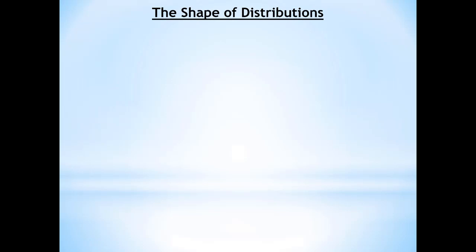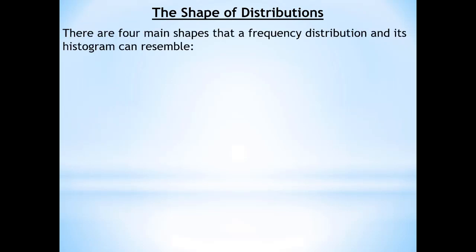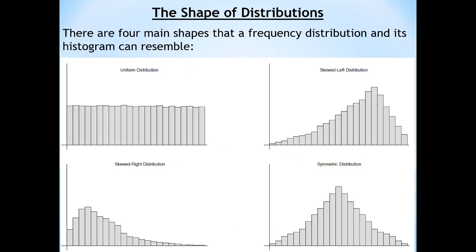When we look at histograms for our frequency distributions, the histograms can resemble lots of different things, but there are some basic shapes of the distributions that we want to be familiar with. We're going to discuss 4 of those distribution shapes now: the uniform distribution, the symmetric distribution, the skewed left distribution, and the skewed right distribution. So we'll start by talking about the uniform distribution.